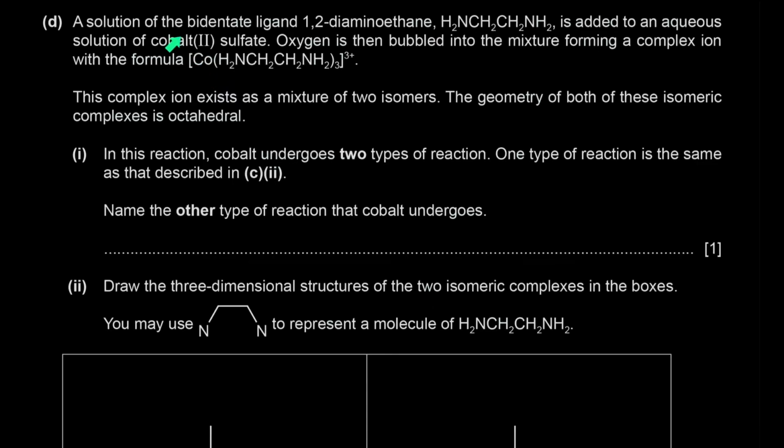But what we also see here is that we had a solution of cobalt 2 sulfate. When oxygen was bubbled through the mixture, cobalt 2 was converted into cobalt 3. This complex ion has a charge of 3+. The bidentate ligand is neutral. That means that the cobalt has an oxidation number of +3 here. So cobalt was oxidized from +2 to +3. So there was a redox reaction taking place. Cobalt was oxidized, and oxygen is the oxidizing agent here, and that was reduced. So in this reaction, the type of reaction that cobalt undergoes is oxidation because cobalt is being oxidized here.